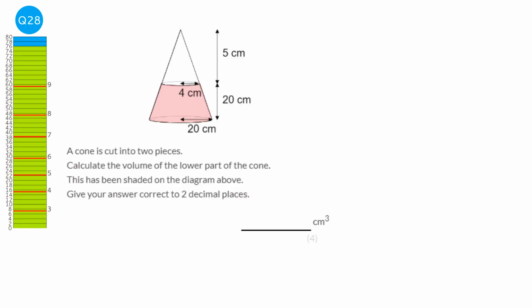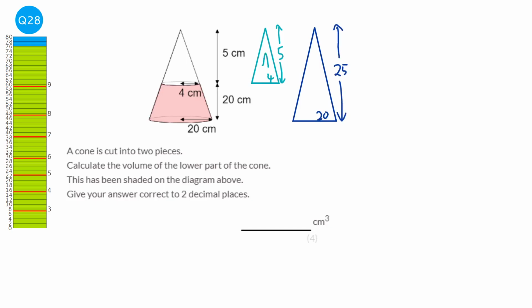So to find the shaded part of this diagram, we need to first of all work out the volume of the smaller cone, which is at the top. Then work out the volume of the larger cone, which is the whole cone shown, and then take them away from each other. So the radius for the smaller cone is 4, and the height is 5. And the radius for the larger cone is 20, and the height is the 20 plus the 5, so it would be 25.